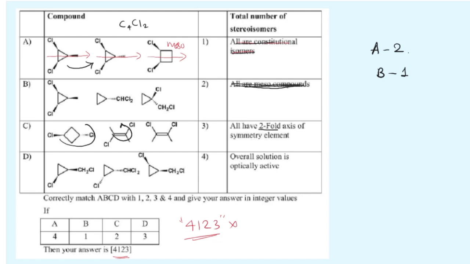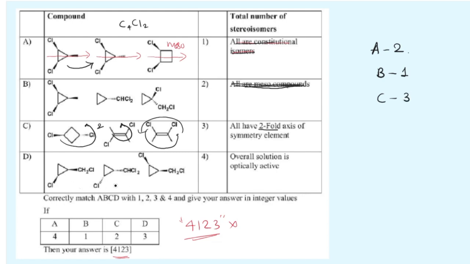Same here also. When you rotate, the chlorine comes above the plane. But when you have to make it go below, again you have to rotate. So two times. Similarly here, right? So you have to rotate in the plane like this. So it is having a twofold axis of symmetry. So C matches with 3.